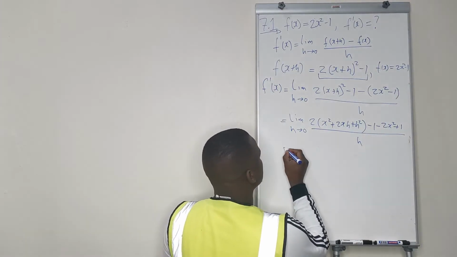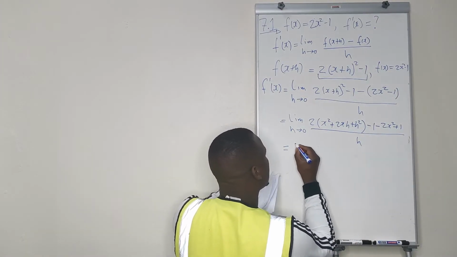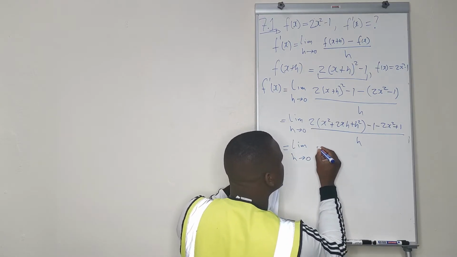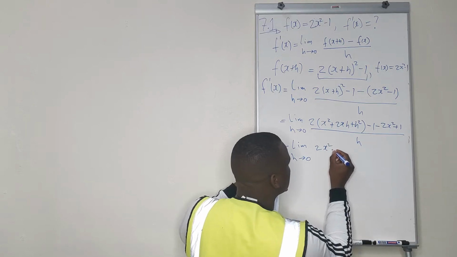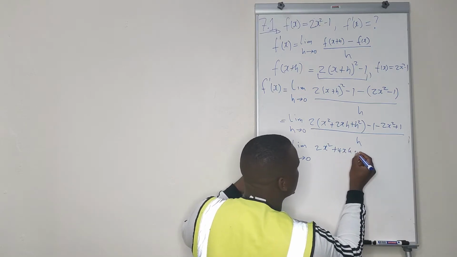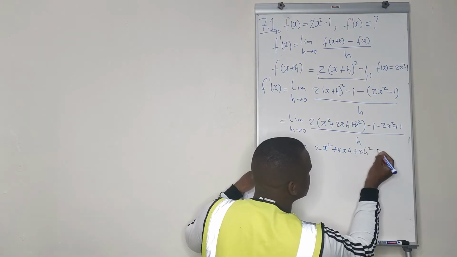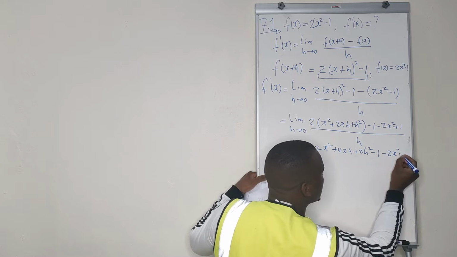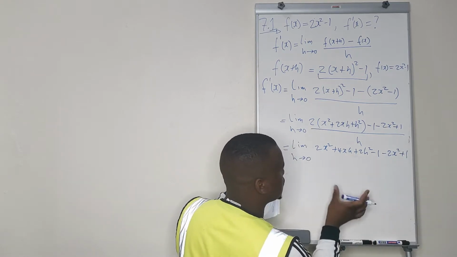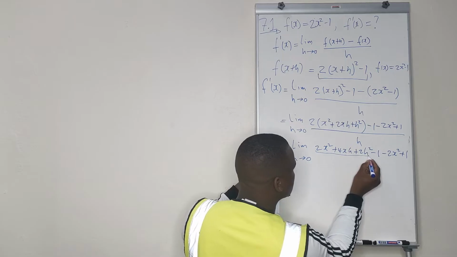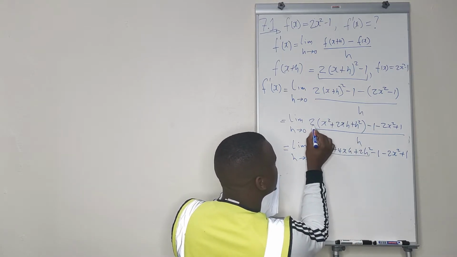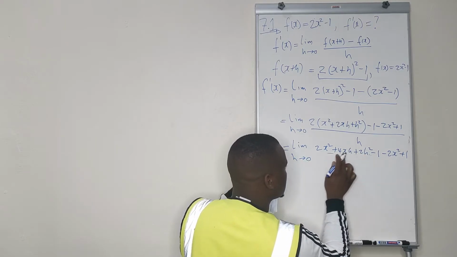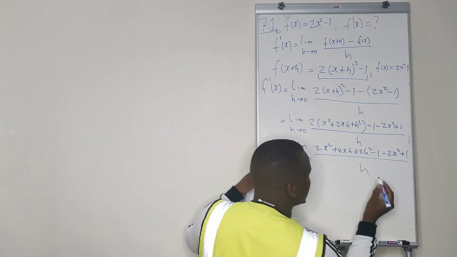So let's continue with our simplification. What do we have? We have the limit as h approaches 0 of 2x squared plus 4xh plus 2h squared minus 1 minus 2x squared plus 1, which you got by multiplying out this bracket, right? And this is all over h.